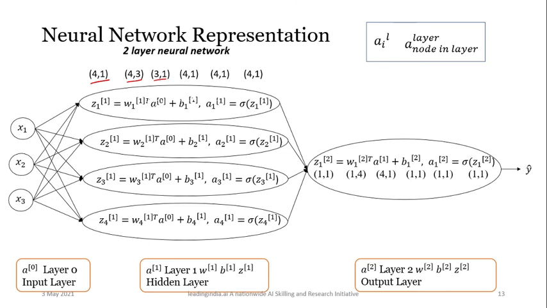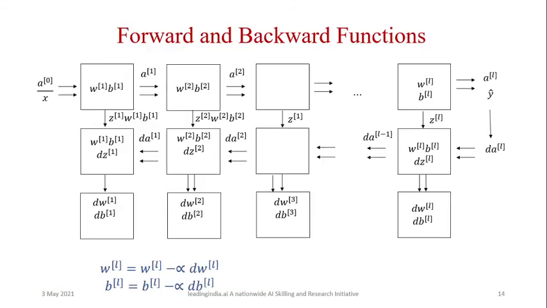Once you have A, you move to the next layer. Then you have another set of W coming here, right? Based on that, you find W transpose A plus B, which gives you the second layer. Similarly, you can move to a multi-layer network. So here we have a 2-layer network. Similarly, you can have a 100-layer network or 200-layer network as well, right?